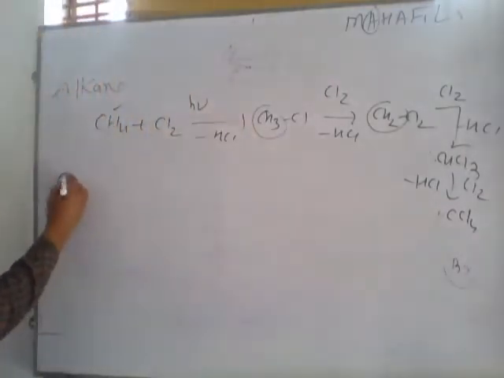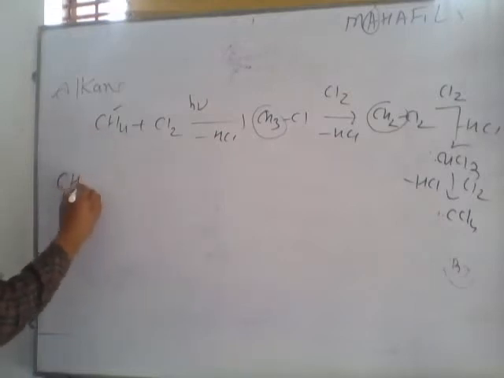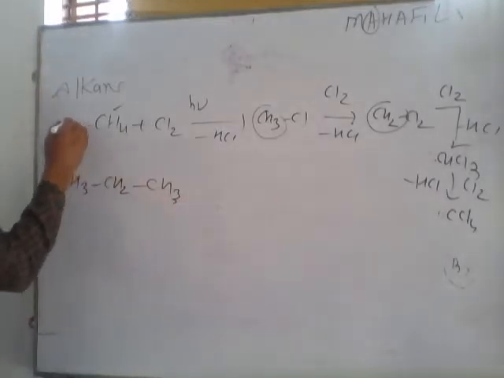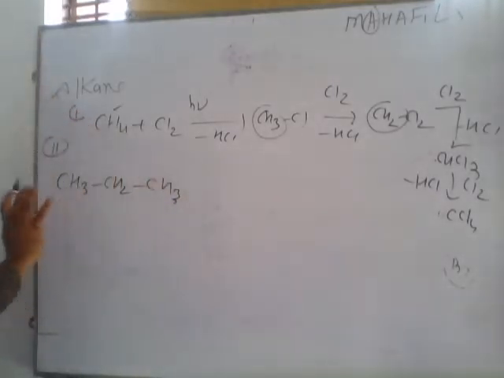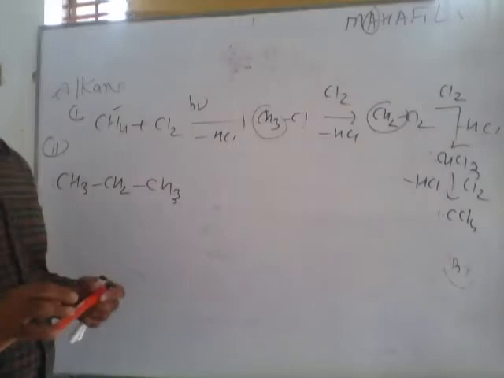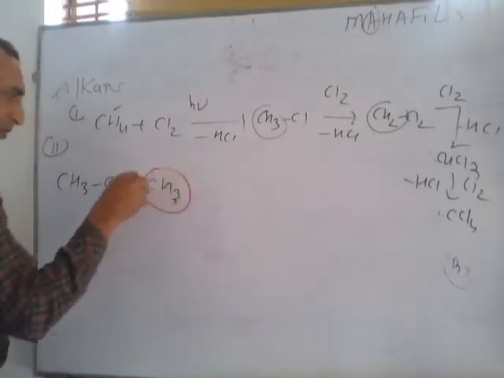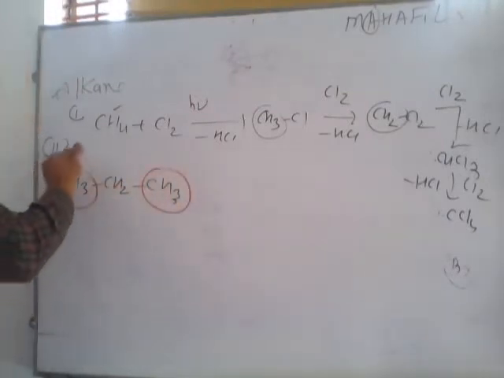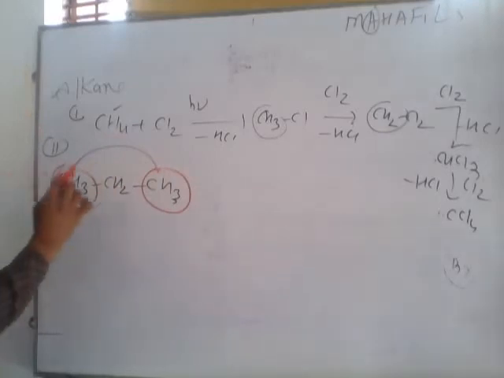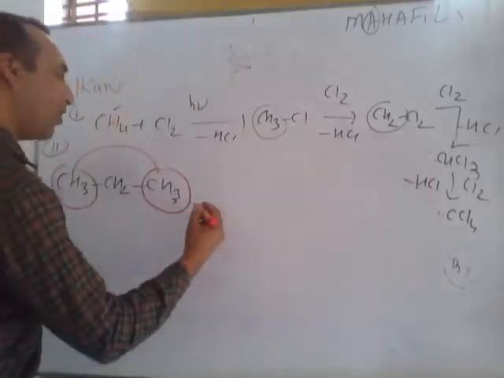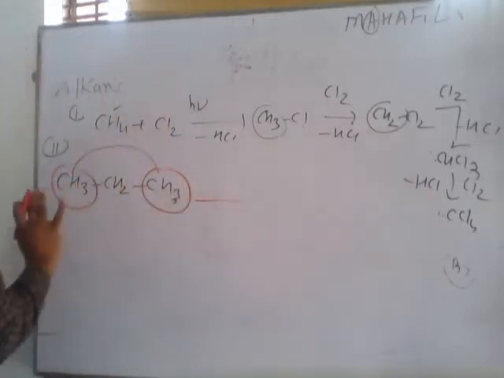If we use larger alkane, CH3, CH2, CH3, its name is propane. This is alkane, propane. In propane, there are how many sets of equivalent hydrogen atoms? Equivalent means identical hydrogen. These CH3 and these CH3 form same set of equivalent hydrogen, and this is different. So according to number of sets of equivalent hydrogens, products form as the number of different sets.